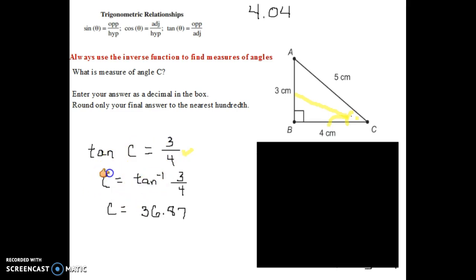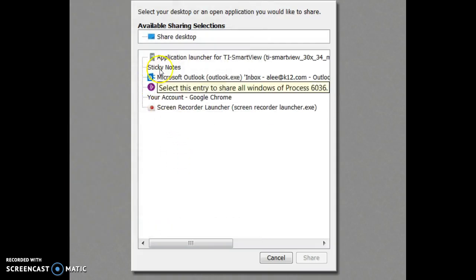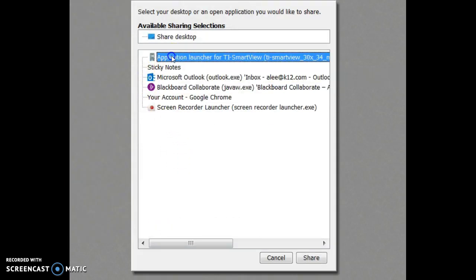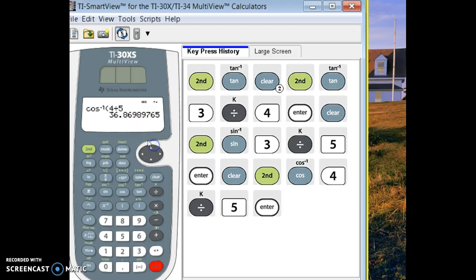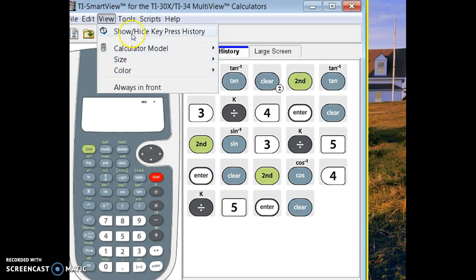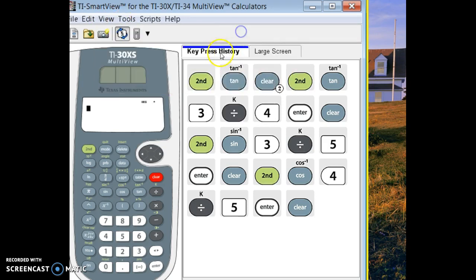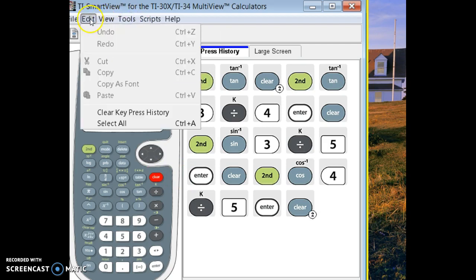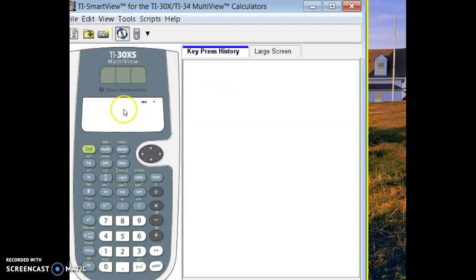But we want to find the measure of the angle, so that's going to use our inverse tangent function of 3 over 4. So let me share the calculator and show you how you have to use your calculator for this. You do need a scientific calculator. Let me clear it so you can see how this works. I wanted to clear all the history.